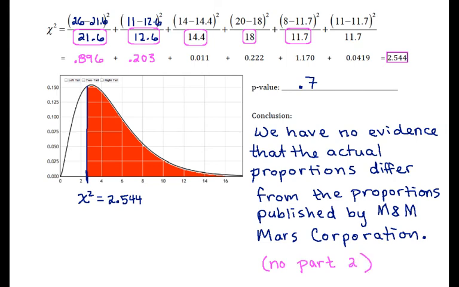It doesn't really make sense to say we have no evidence that there's any difference, but the largest contribution to the chi-square test statistic was blue. Who cares, right? We have no evidence of a difference, so there's no point going into our data and trying to figure out where that difference is if the difference isn't actually there. So no part 2 if we fail to reject. We only have part 2 if we reject the null hypothesis.